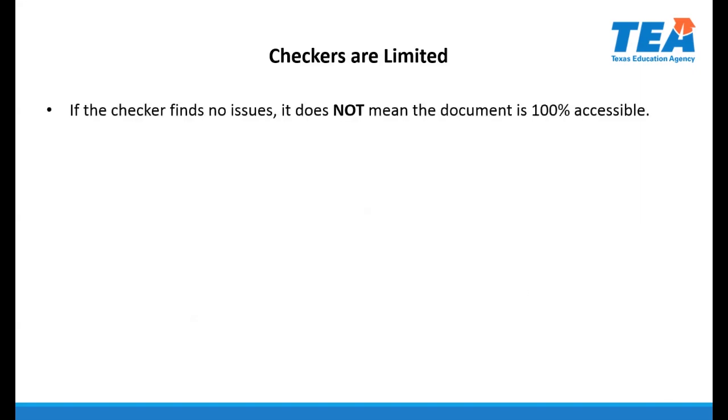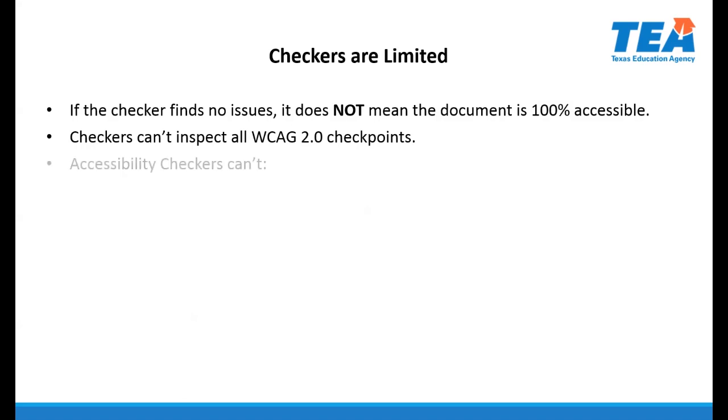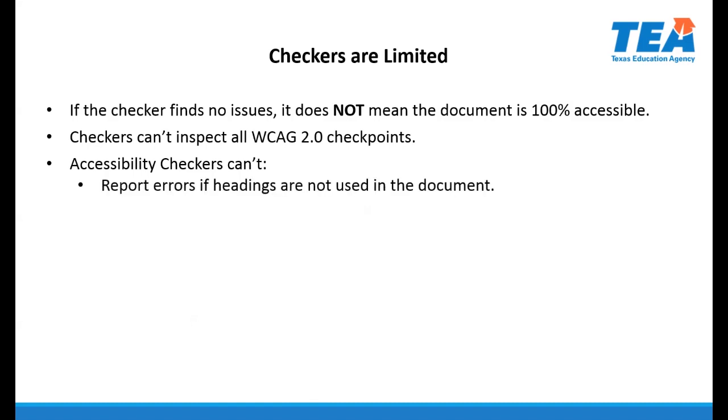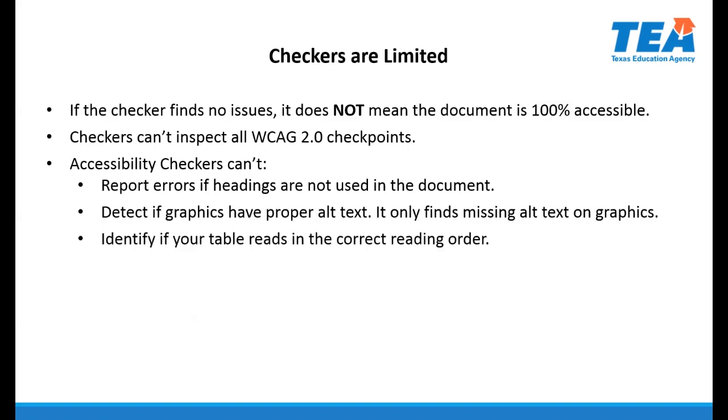Checkers are limited. If the checker finds no issues, it does not mean your document is 100% accessible. The reason is because checkers can't inspect all the WCAG 2.0 checkpoints. Some of the features or things it can't check for are headings. If you're not using headings in your document, it will not report any issues. It will find if the headings are not nested correctly, but if no headings are used, it will not let you know. It will not let you know if the graphics are using the proper alt text.